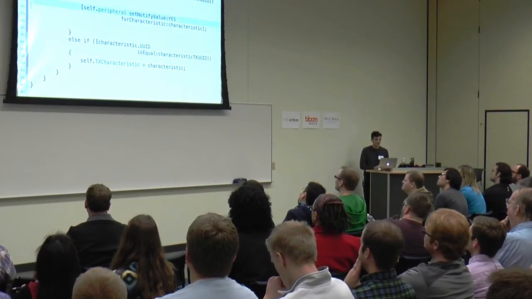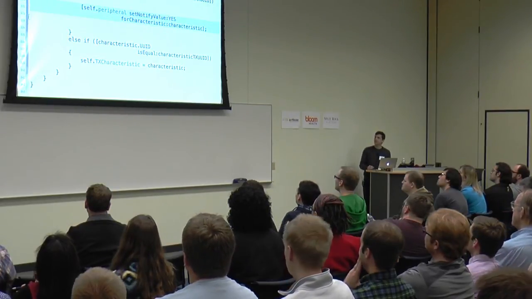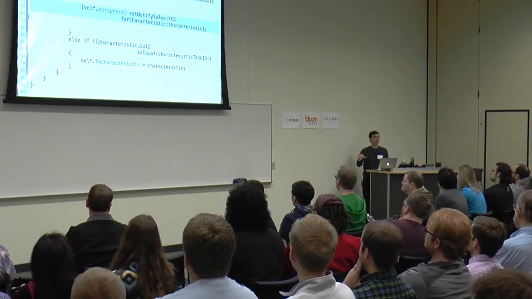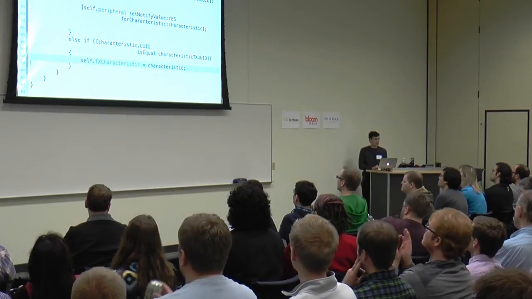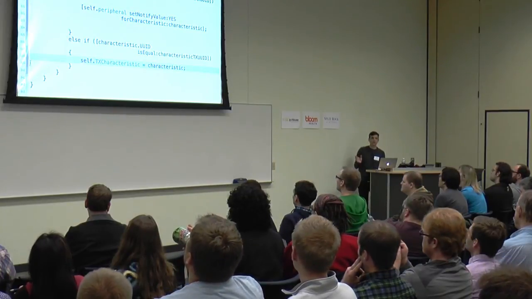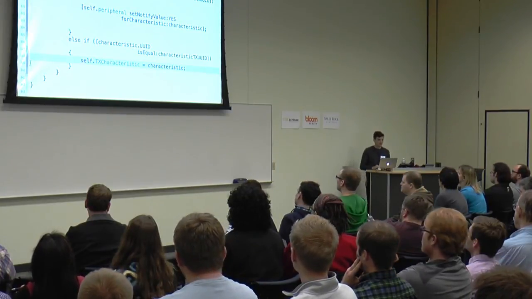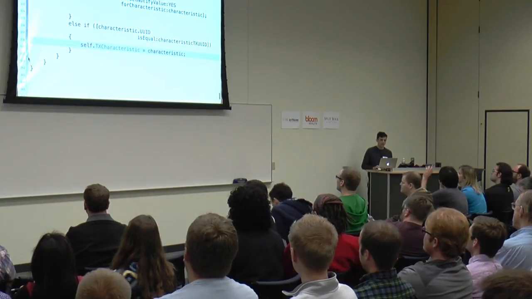And we can call set notify value yes for characteristic. So we don't actually read anything at this point. We just tell the peripheral, we want to get updates. Let us know when this value changes. If it's the TX characteristic, we're just going to keep a reference to that for now, and we'll use that in the third demo. So we'll get back to that.